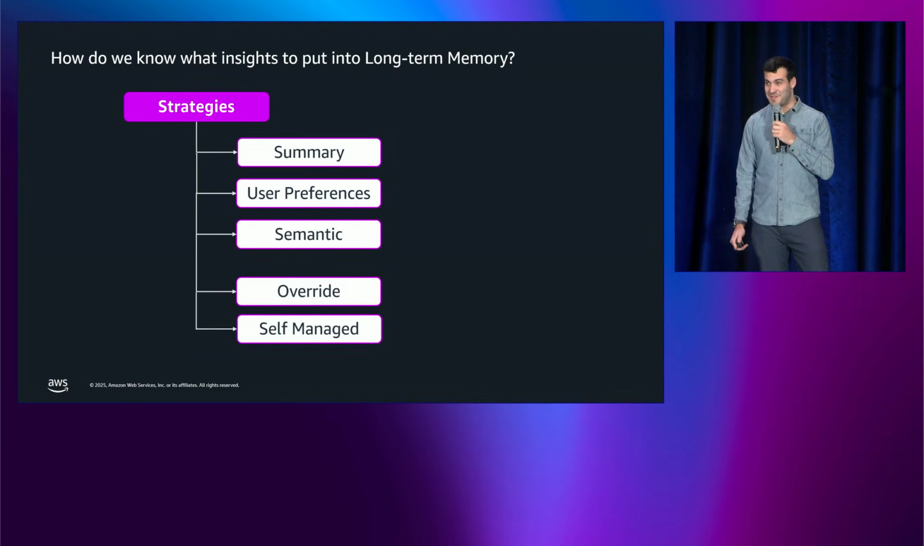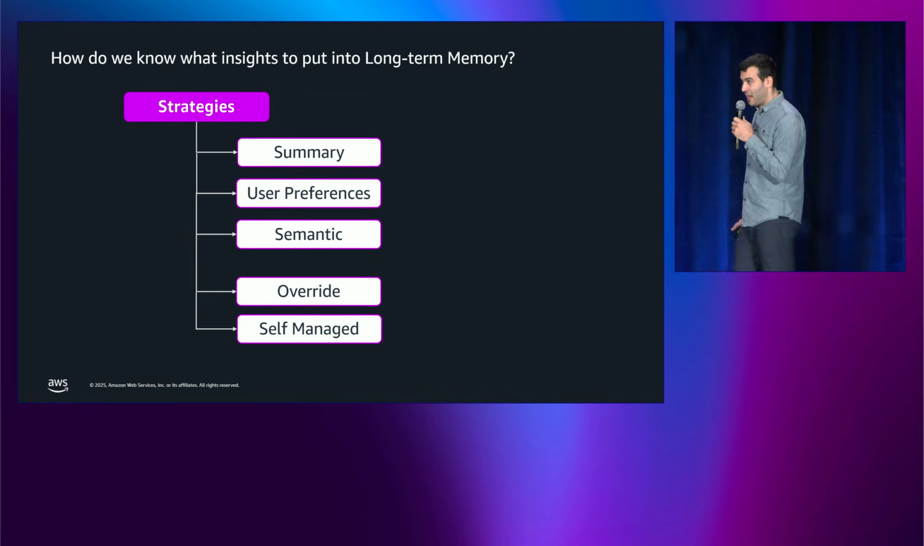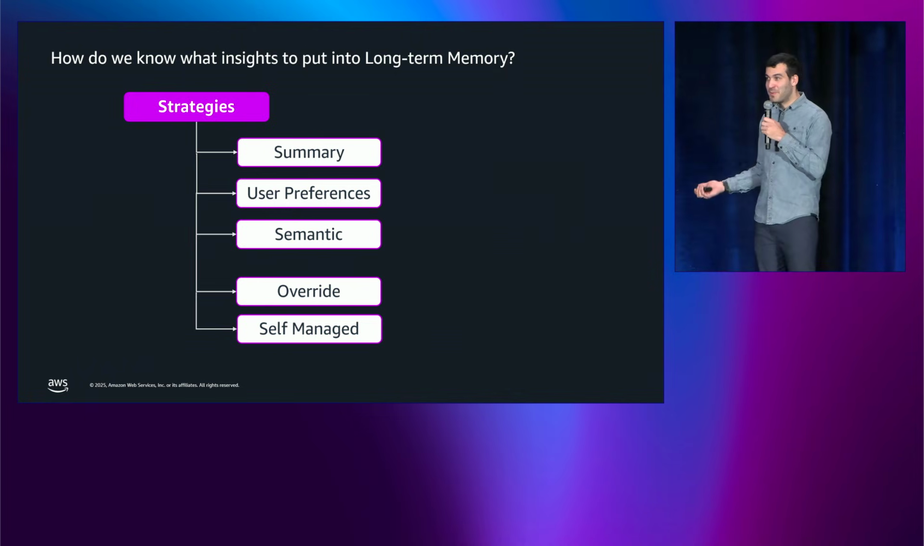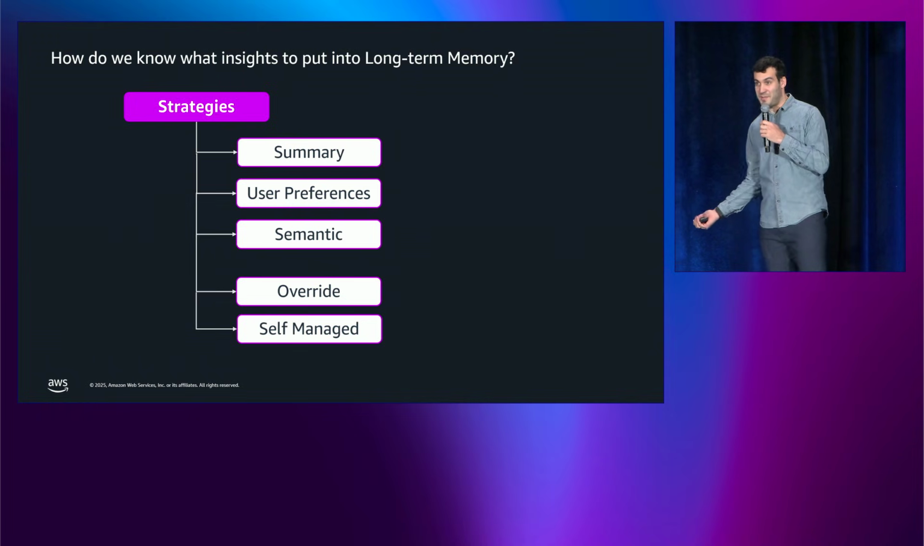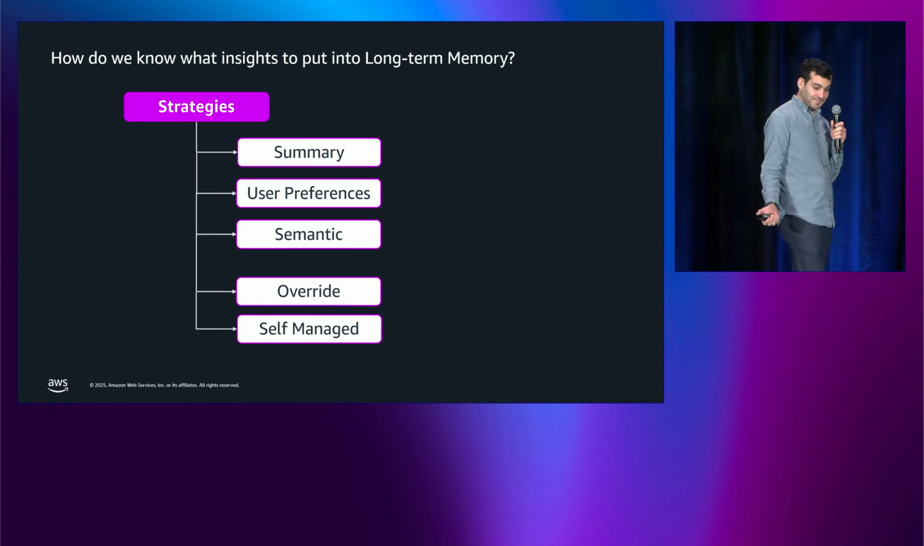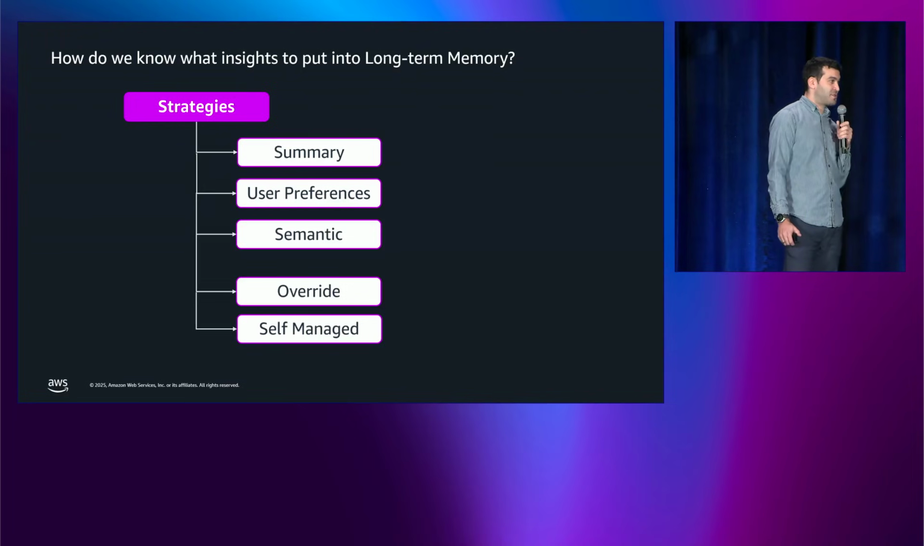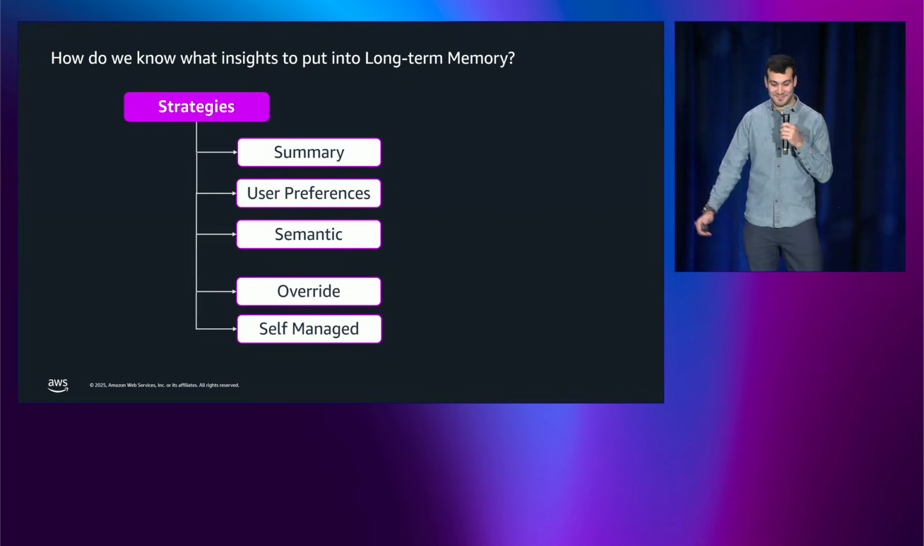The strategies themselves are pretty self-explanatory. Summary condenses down your interaction, condenses down your conversation, and saves that. User preferences captures the user's preferences. So for me, for that interaction we talked about, it might be the user prefers golden retrievers and Siberian huskies to German shepherds. And then semantic captures facts about the interaction. So that one might be user has a family and family wants a dog, hopefully.